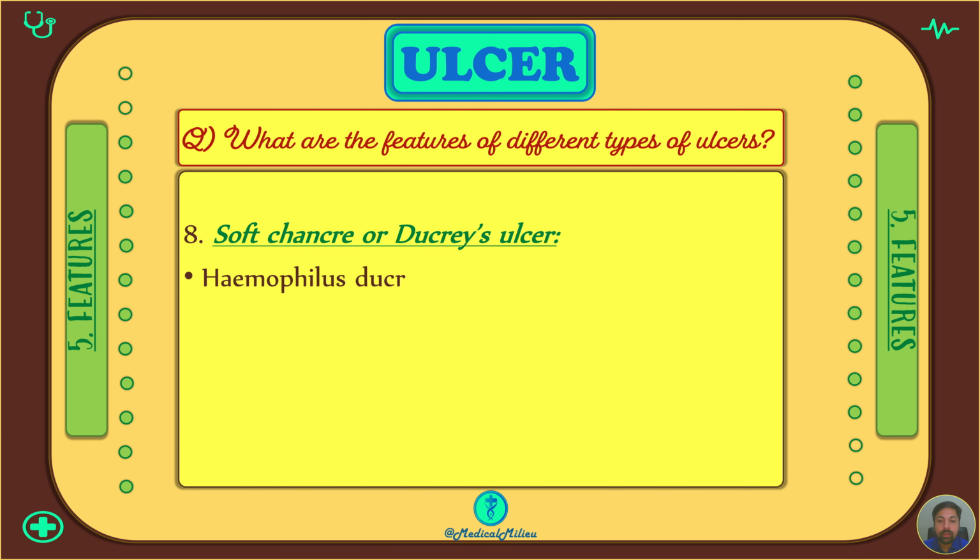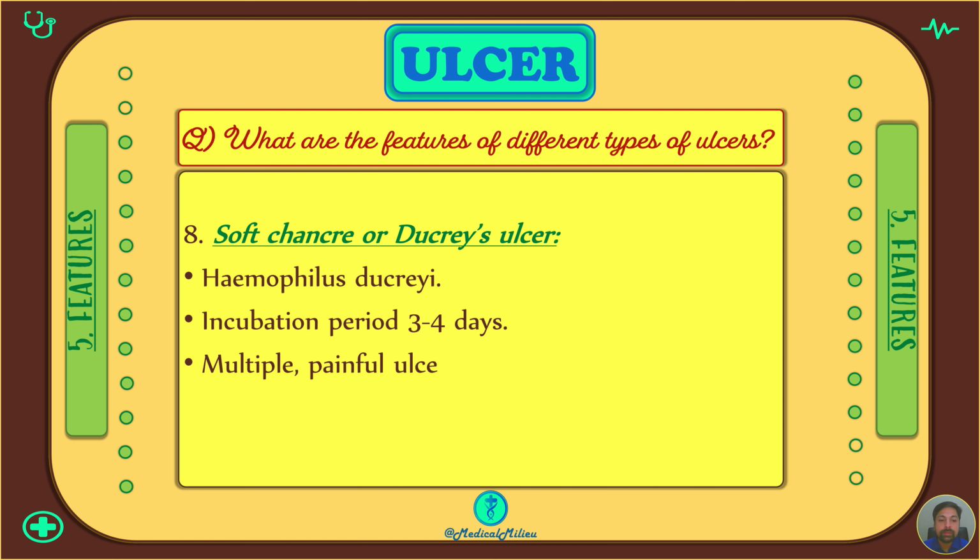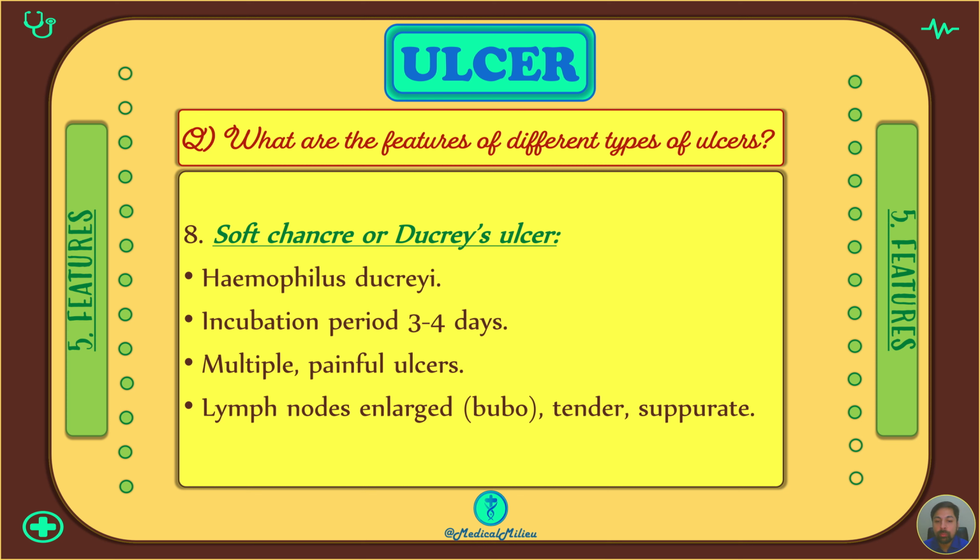A soft chancre or Ducrey's ulcer is caused by Haemophilus ducreyi after an incubation period of 3 to 4 days. The ulcers are multiple and painful, and the lymph nodes are enlarged, which are called bubo in the groin area. They are often tender and separate.